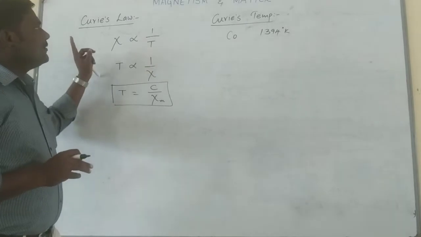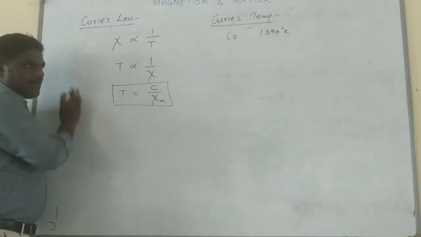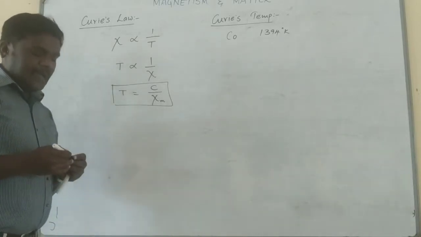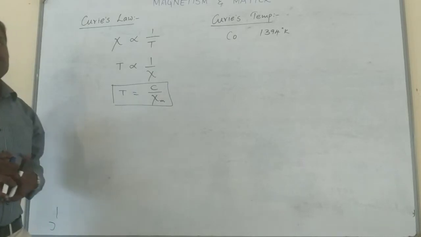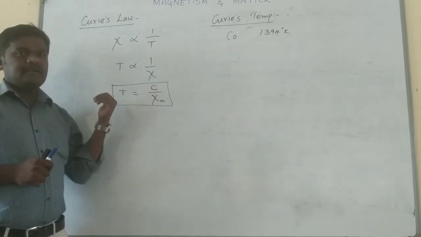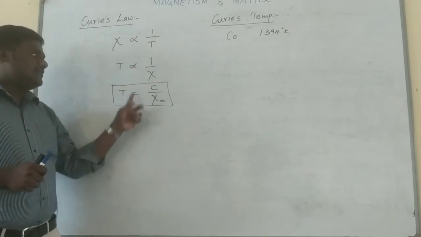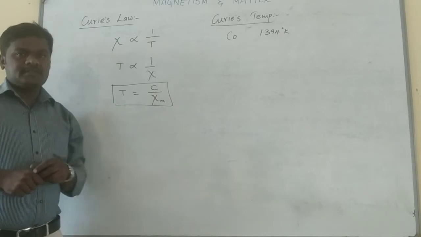So hope you understood Curie's law and Curie's temperature. This is what we call Curie's law: the magnetic susceptibility of a paramagnetic material is inversely proportional to the absolute temperature of the paramagnetic material. With increase in the temperature, the magnetic susceptibility decreases, and after reducing the expression to an equality, you will get a constant C, which is known as Curie's constant.